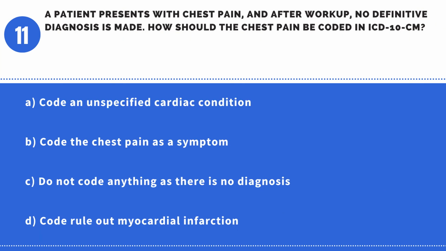Question 11. A patient presents with chest pain, and after workup, no definitive diagnosis is made. How should the chest pain be coded in ICD-10-CM? A. Code an unspecified cardiac condition. B. Code the chest pain as a symptom. C. Do not code anything as there is no diagnosis. D. Code rule out myocardial infarction.